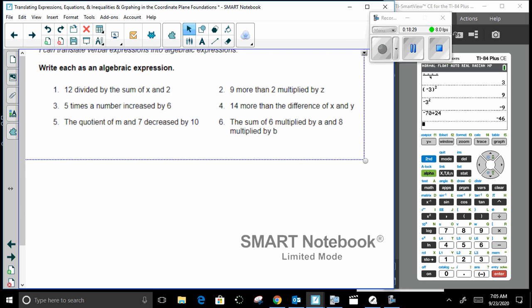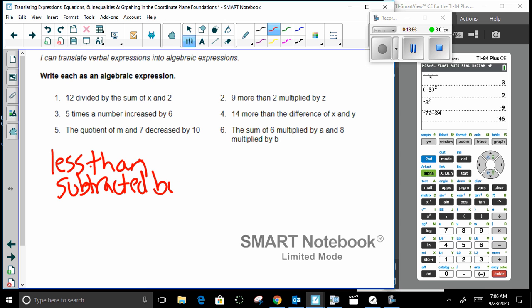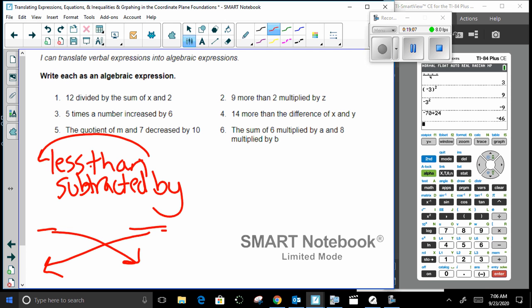All right, translating verbal expressions. There's a couple we need to be careful with here. I don't think I put any on here that we need to be careful with. Remember, you need to be very careful with less than or subtracted by. Remember, those are your turnaround words where the first part goes second and the second part comes first. So be cautious on those.